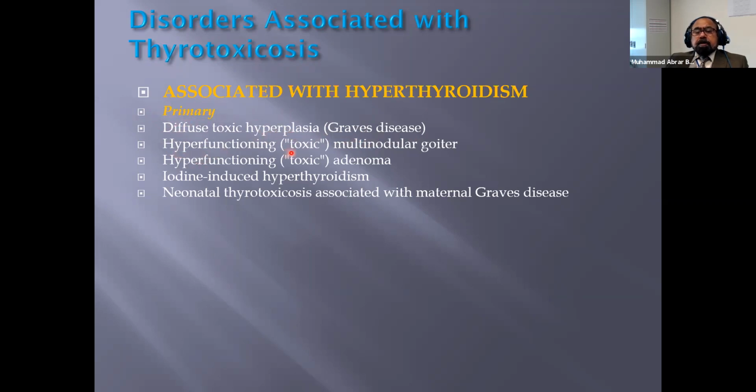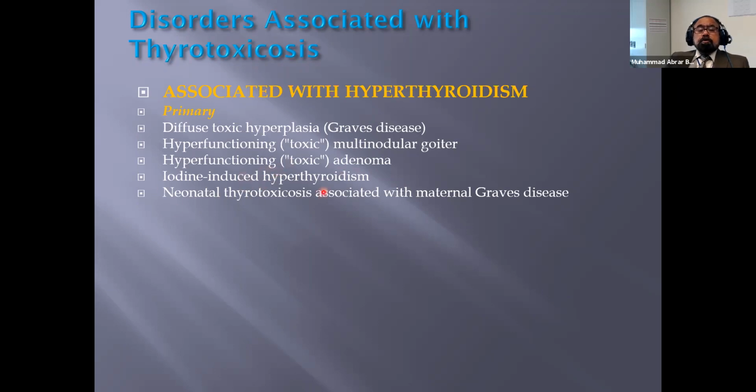Then hyperfunctioning toxic multinodular goiter. In multinodular goiter, basically it is not all hyperfunctioning, but what happens is that only one or two follicles become toxic, and they start signaling or secreting an extra amount of thyroid hormone, which causes hyperfunctioning. Then hyperfunctioning toxic adenoma. Adenomas are benign tumors of the thyroid. Usually, more than 80% are cold or non-active, but some of the adenomas become more active and start secreting the hormones. So they are called active or toxic adenomas.